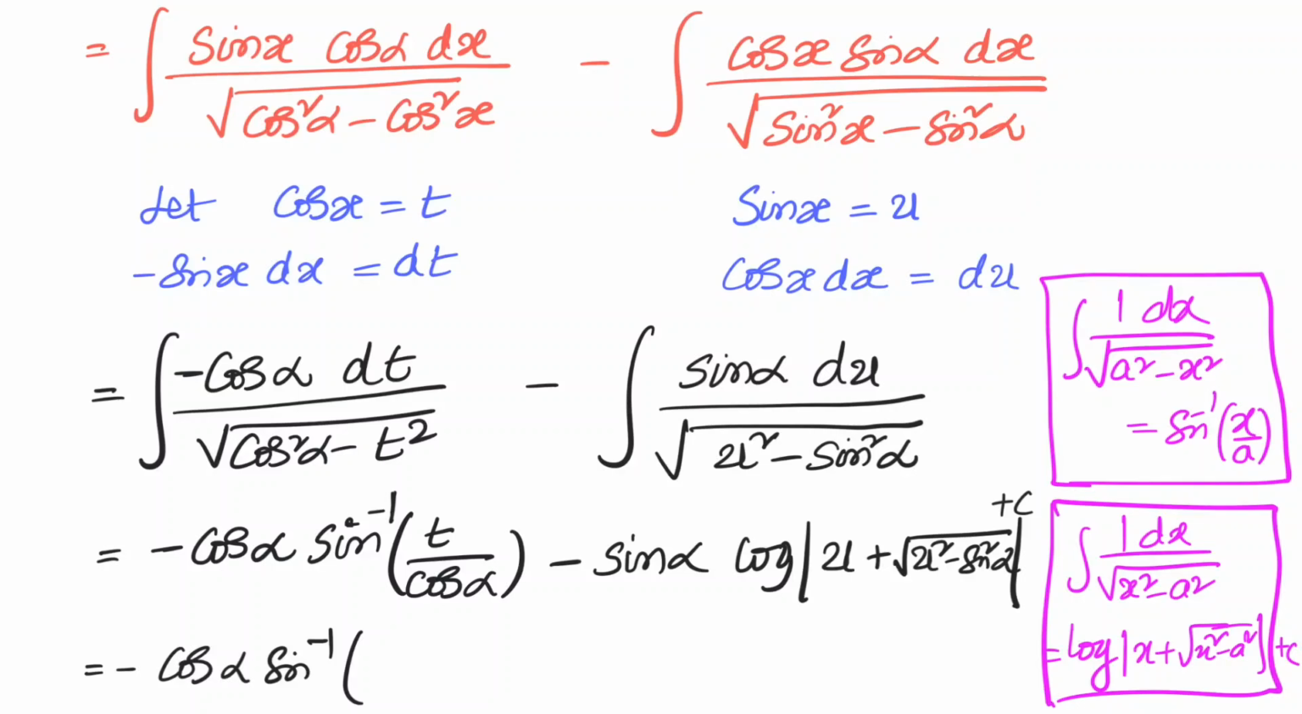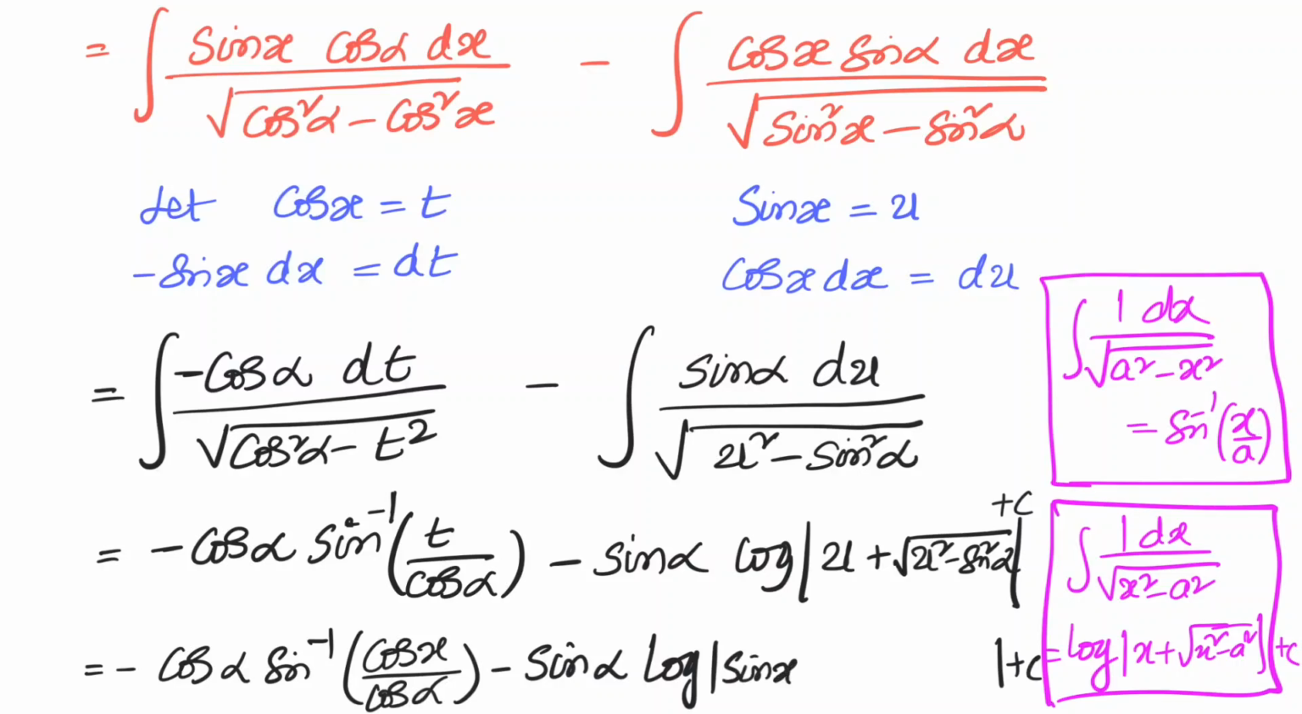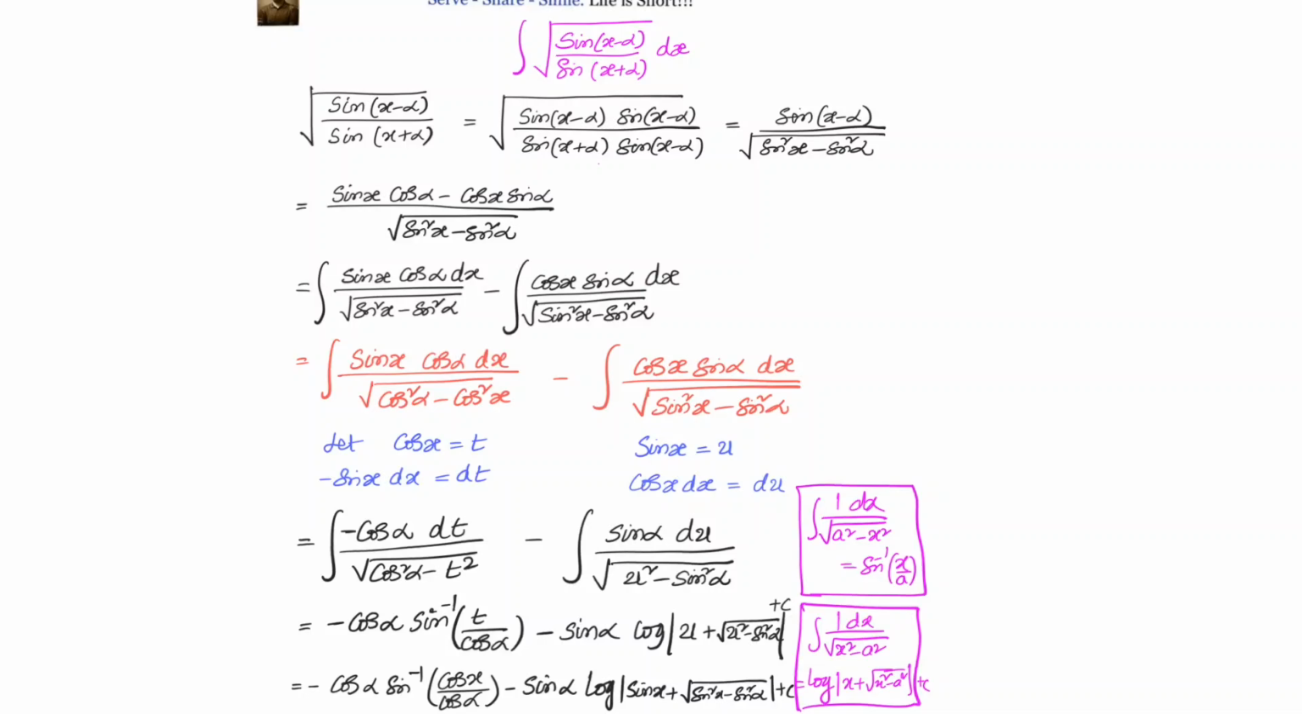The final step will be minus cos alpha into sine inverse of cos x by cos alpha, minus sin alpha into log of sin x plus square root of sin square x minus sin square alpha. Now certainly this integral can be solved in many ways. This is one of the ways which is easier once we remove the square root from the numerator and use trigonometric ratios of compound angles.